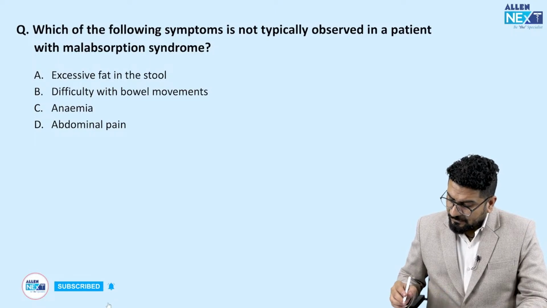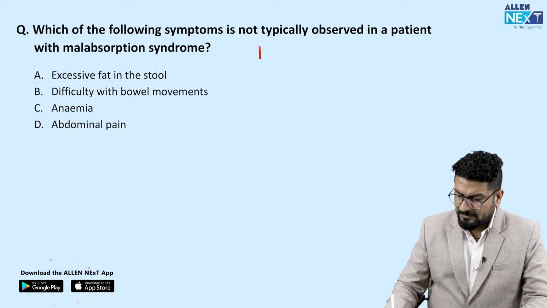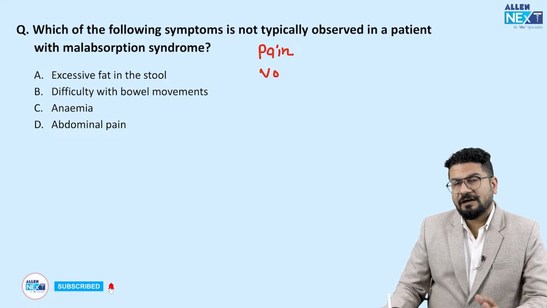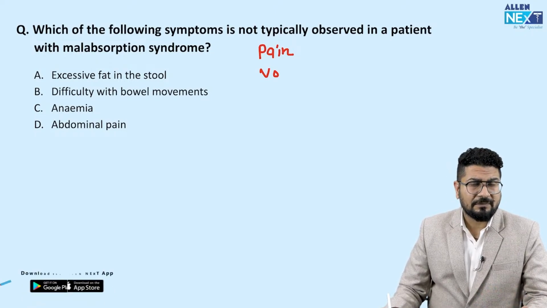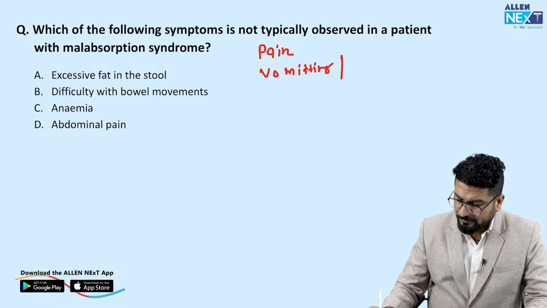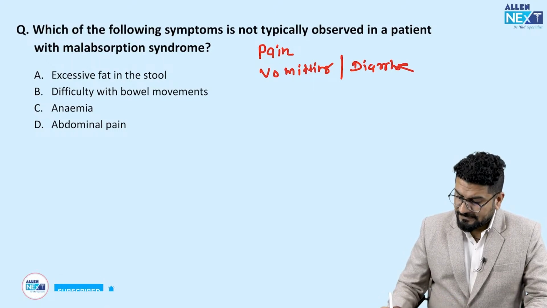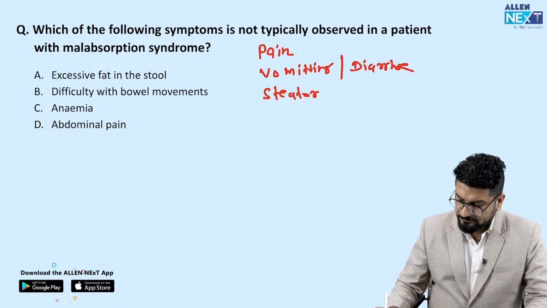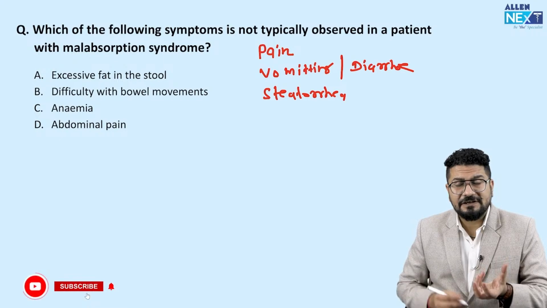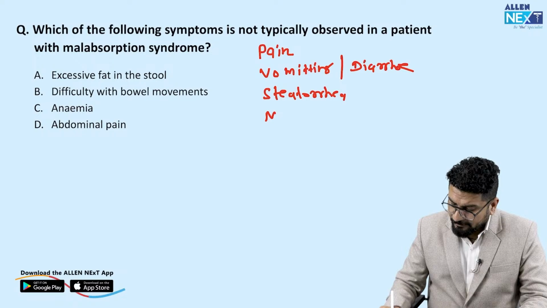Which of the following symptoms is not typically observed in a patient with malabsorption? So understand this. With any malabsorption syndrome, the patient will have abdominal pain because things are not getting digested. There is a gut rule: if the gut is not digesting or properly absorbing something, the gut will throw it away. It can throw it away in the form of vomiting, or in the form of diarrhea. Or the patient can develop steatorrhea, which means fatty stool. And why do we take nutrition? We take nutrition to get energy, and to get micronutrients and vitamins. So micronutrient deficiency will occur.